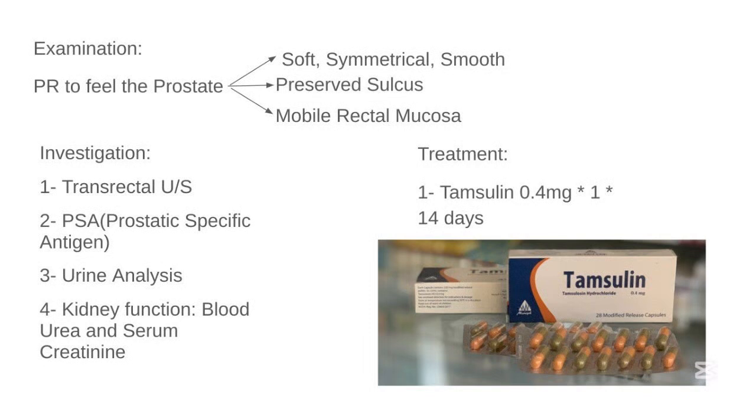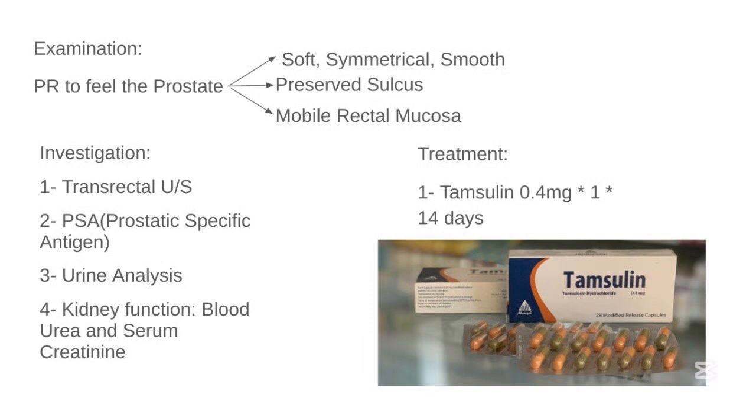We might order kidney function tests, which are blood urea nitrogen and serum creatinine levels, to assess for secondary renal impairment due to bladder outlet obstruction. The treatment of BPH focuses on relieving symptoms, improving quality of life, and preventing complications like urinary retention or renal damage. Lifestyle modifications include reduced fluid intake, especially in the evening, to minimize nocturia, limit caffeine and alcohol, which can irritate the bladder, and encourage regular physical activity to improve urinary flow.